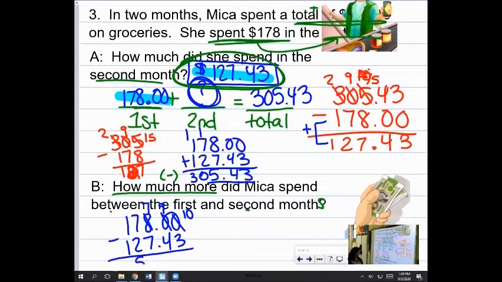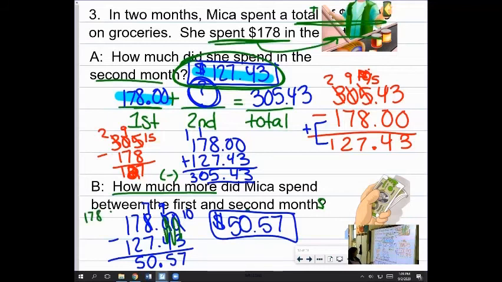Okay, so 5, 0, bring down your decimal, 5, 7. So there's a difference of, this is what I think it is, but I want to make sure that I'm correct, $50.57. Now, let's see if my answer is reasonable. If I take, ignoring this part right here, if I take 178 and subtract 127, that's $51. That's close to $51.